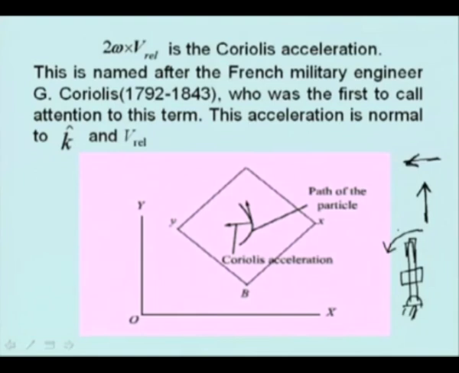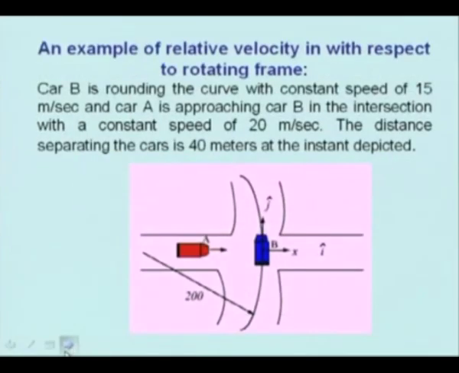Similarly, if the rod link would have been rotating in the opposite direction like this, then the Coriolis acceleration would have been like this. So, Coriolis acceleration can be in both directions. Normal acceleration of course is directed towards the center of the curvature. Now, having told this, we will solve one example of relative velocity with respect to a rotating frame.